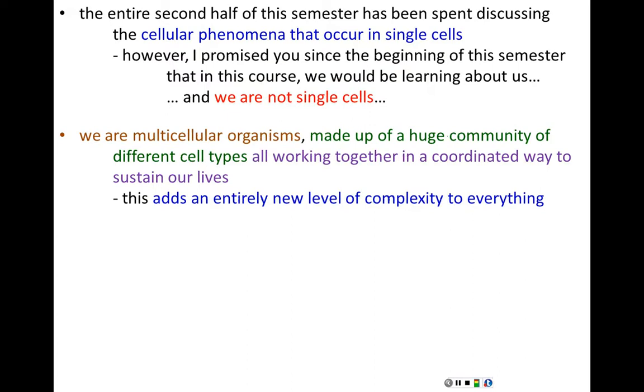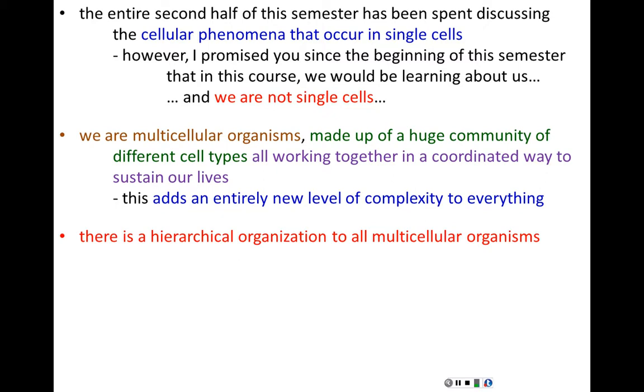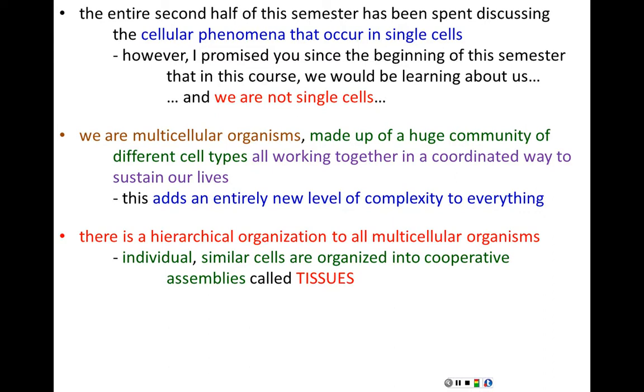Of course, this adds an entirely new level of complexity to everything we've been talking about. Single cells are complex enough, but once you start to combine single cells into larger ordered structures, larger systems of communication, the complexity just goes up from there. There is, of course, I'm sure you know, a hierarchical organization to all multicellular organisms. We are no exception to this. We have individual, similar cells with a similar shape and a similar function that come together as an organized cooperative structure that we call a tissue type. Similar coordinated tissue types are organized into larger multi-tissue structures that have a similar or common goal, and we call these structures organs.